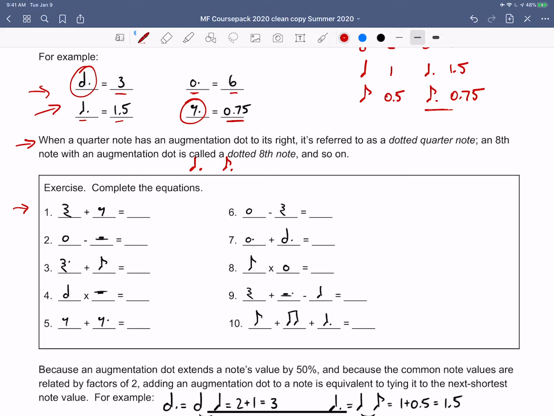So let me take one that involves a dot. Let's do number 3 together. So looking at that symbol, well, that looks like a quarter rest, but it also has that little dot. These dots are pretty small, so you have to keep your eyes out for them. So a dotted quarter rest, well, a quarter rest would be 1, but a dotted quarter rest, multiply that by 1.5, it gives you 1.5. Here is just a regular old eighth note, so that's 0.5. So 1.5 plus 0.5 gives you an answer of 2. So that's how you work these out.